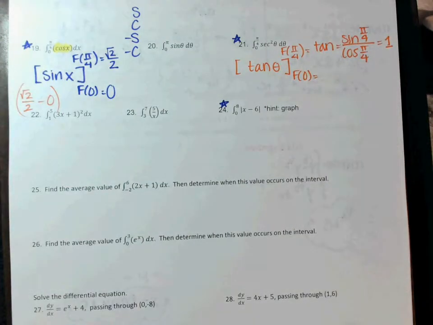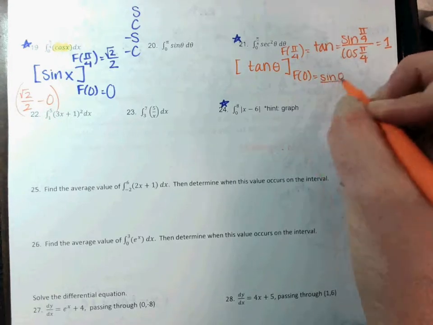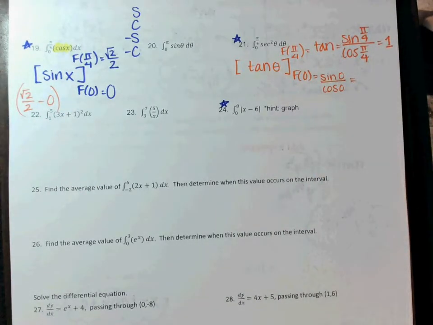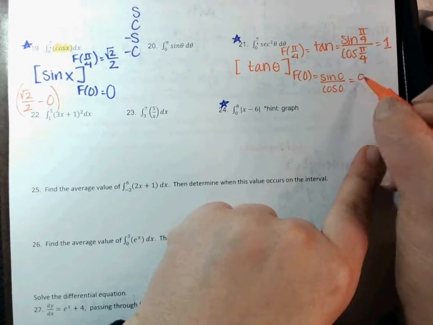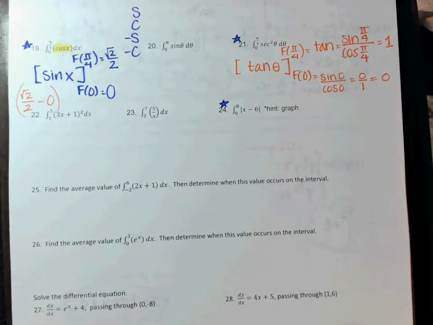Okay, now let's do 0. I need the sine of 0 over the cosine of 0. Okay, this is your 0 finger. No fingers on bottom. What's sine? 0, but all my fingers are on top. What's cosine? So 0 divided by 1 is 0. And then what do I do with my endpoints?